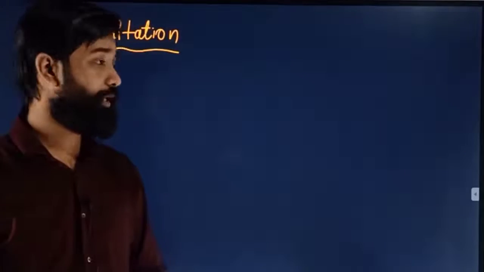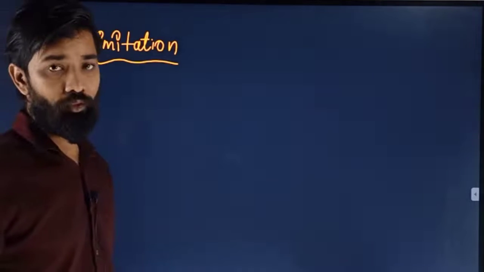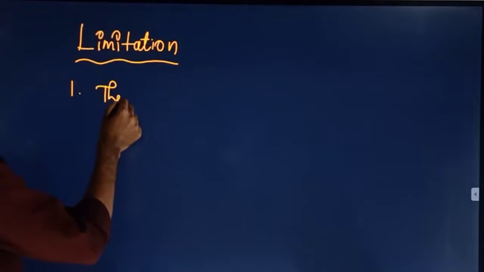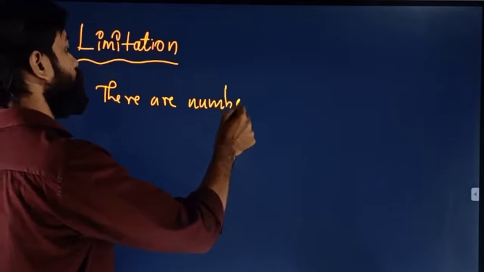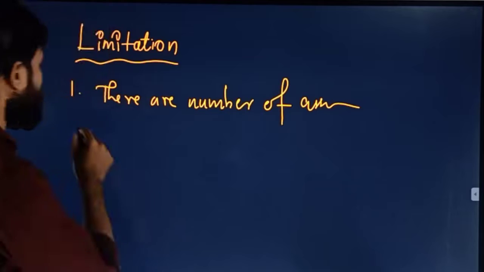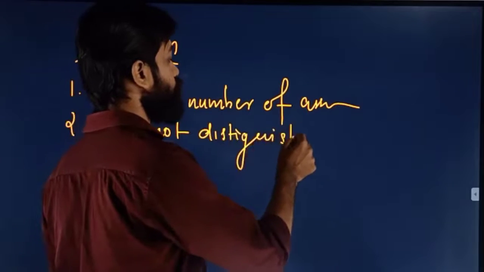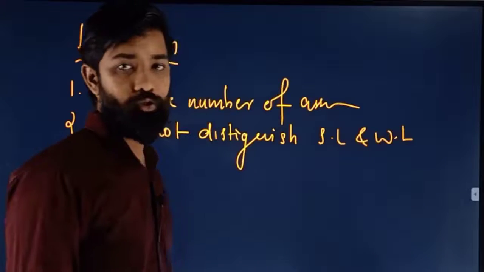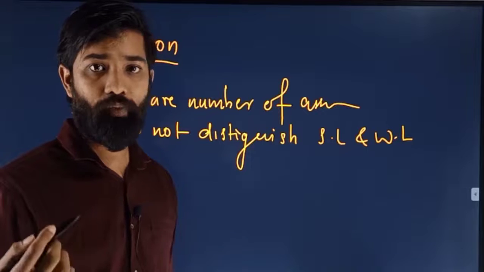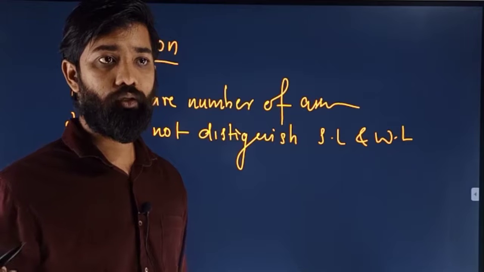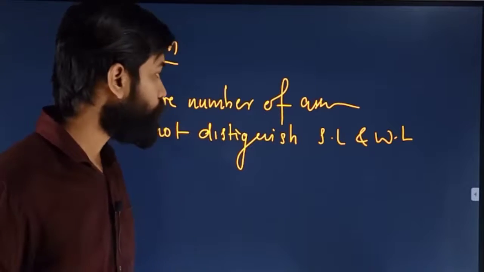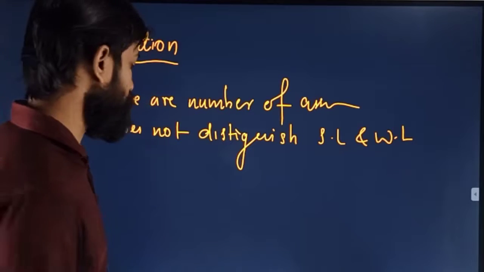After the limitations of valence bond theory, now we want to move to the next theory, crystal field theory. Valence bond theory is not actually a perfect one, right? There are some kinds of assumptions like that. The first limitation: there are a number of assumptions. Second limitation: it does not distinguish the strong and weak ligand. Sometimes ammonia with cobalt acts as a strong ligand, but with iron or nickel, it acts as a weak ligand. So there is no perfect idea about the strong ligand and weak ligand based on valence bond theory.